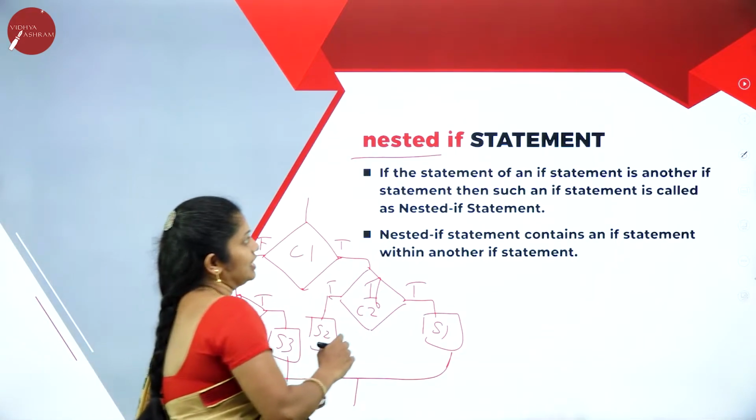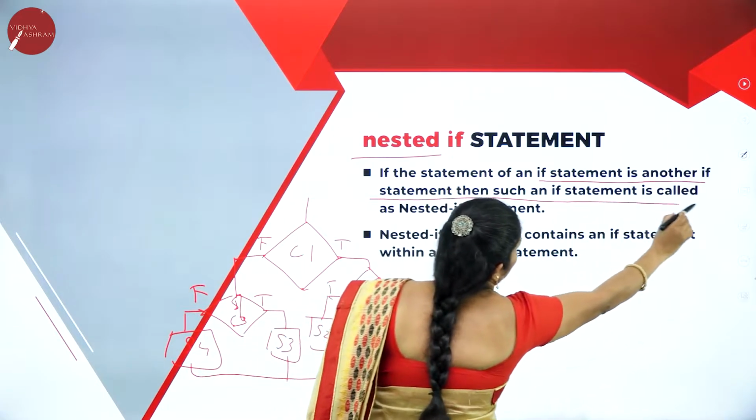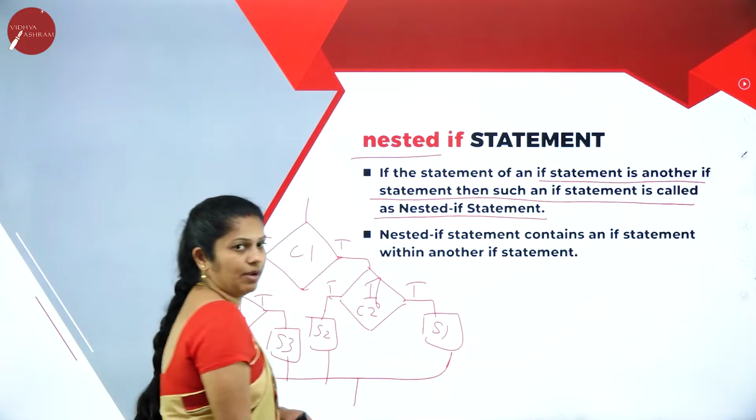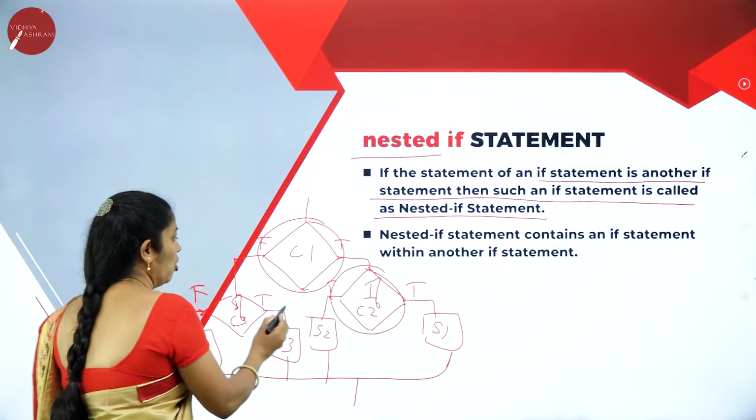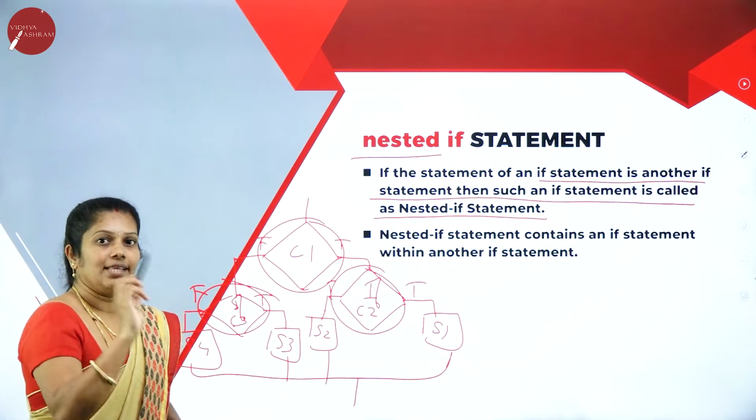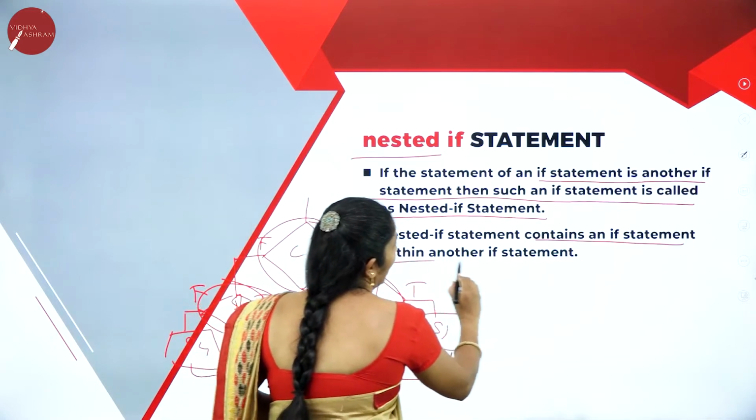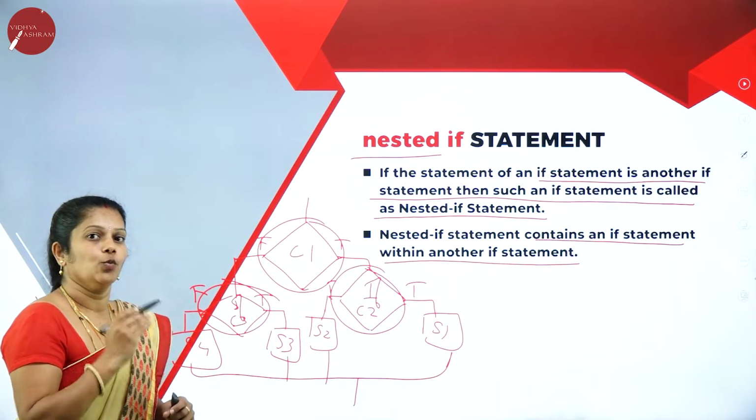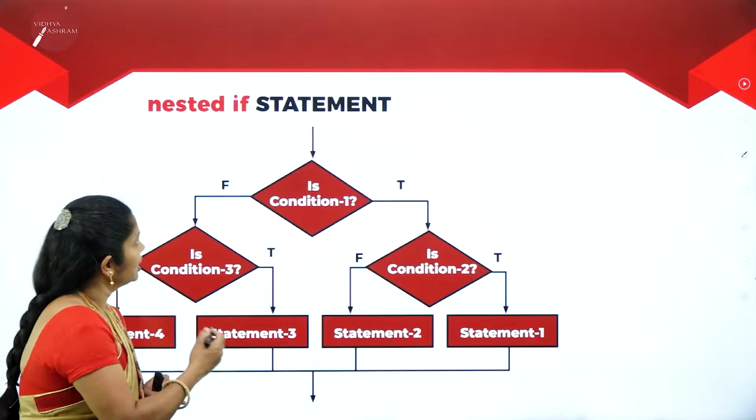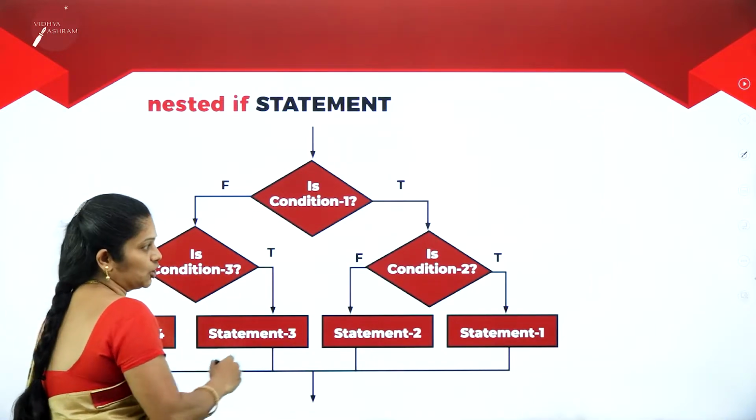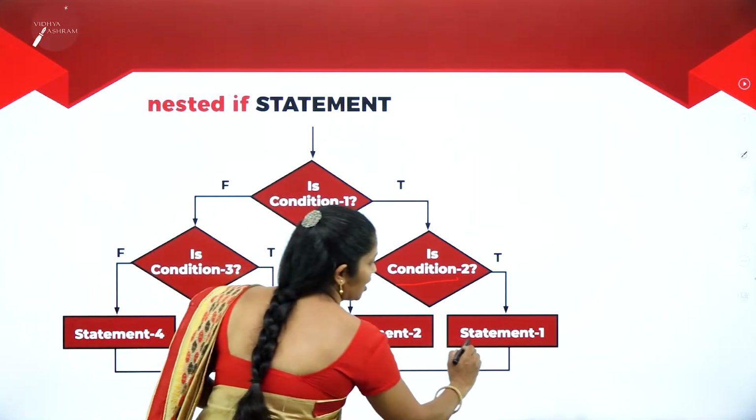It means that if the statement of an if statement is another if statement, then such an if statement is called a nested if statement. Inside one if statement, if you have one more if, whether it is true or false, then we call it a nested if statement. A nested if statement contains an if statement within another if statement. If you observe this flow chart here, if the first condition is true, then it will check the second condition. If the second condition is also true, then statement 1 will execute.